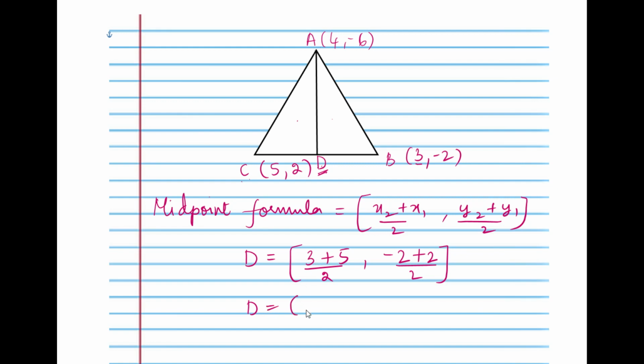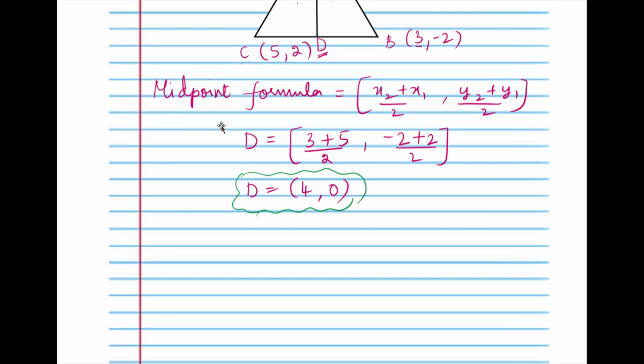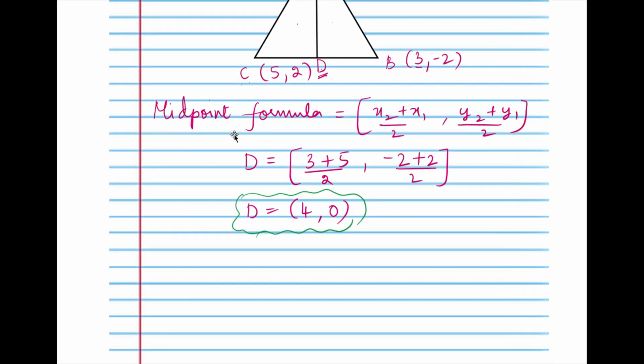So point D is what? 3 plus 5 is 8, divided by 2 is 4, comma, minus 2 plus 2 cancel out, 0 divided by 2 is 0. Point D is 4 comma 0. Now we need to find out the area of triangle ADC and also triangle ADB.